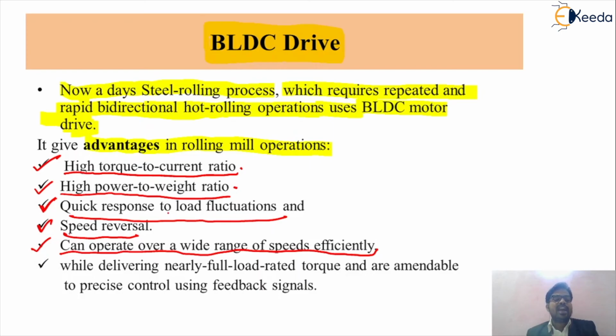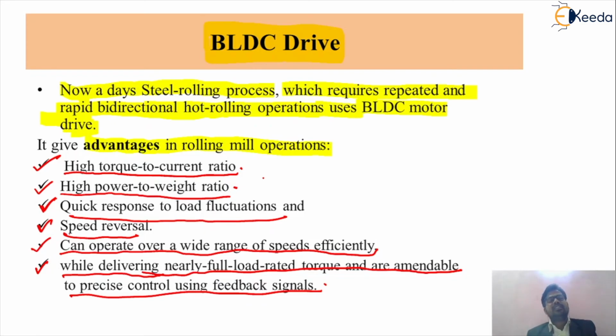And along with that, it delivers nearly full load rated torque and is amenable to precise control using feedback signal, because the BLDC drive will give you obviously a precise speed control technique along with its feedback control signal. So that's why nowadays in the steel rolling mill industry we prefer the BLDC drive.